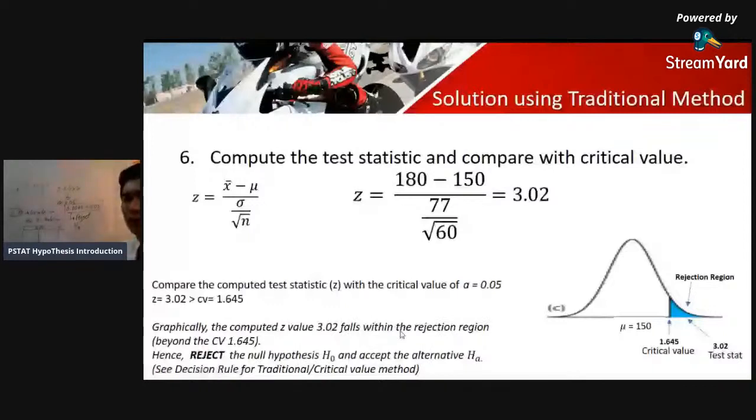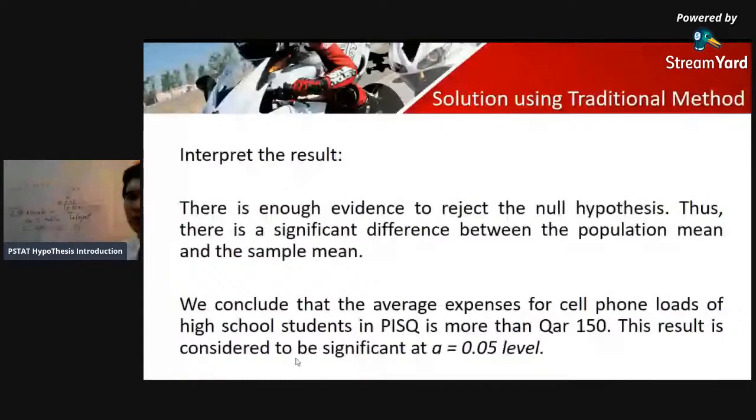Interpretation: there is enough evidence to reject. So we conclude that the average expenses for cell phone loads of a high school student in KIS is more than 150. Take note that when you are writing your interpretation, you are using your hypothesis. If you accept the null, then you use your null hypothesis as part of your interpretation. If you reject the null, then you use your alternative hypothesis as part of your interpretation.